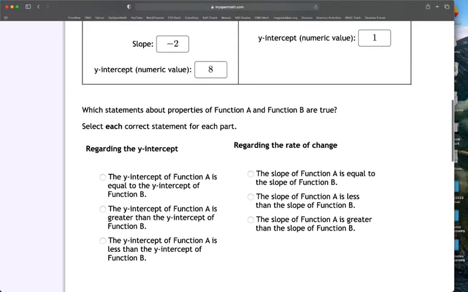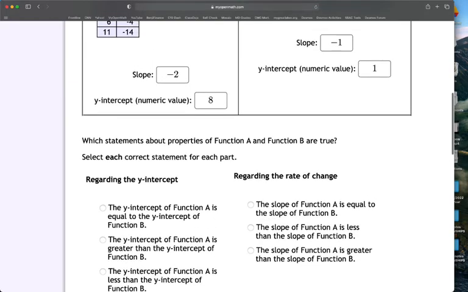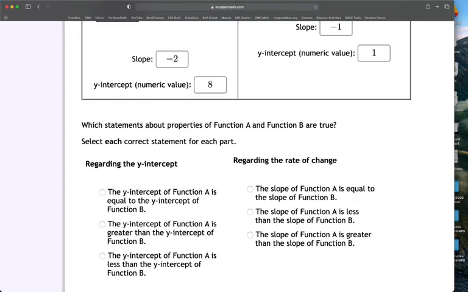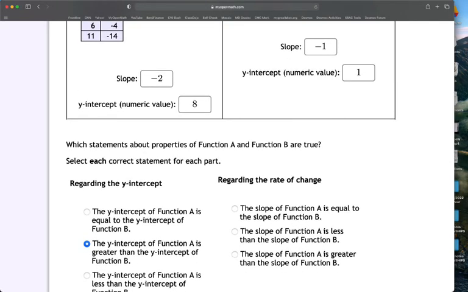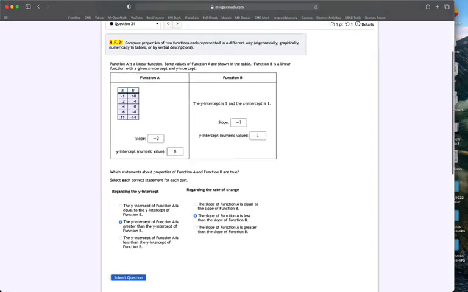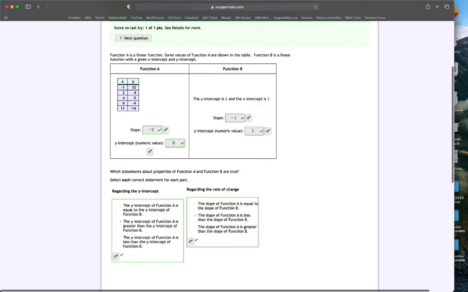Okay, so now regarding the y-intercept, the very first part: the y-intercept of function A is equal to that of function B. That's not true. The y-intercept of function A is greater than the y-intercept of function B. That is true. Regarding the rate of change, the slope of function A is equal to function B. That's not true. The slope of function A is less than the slope of function B. That is true, because the slope of function A is negative 2, and the slope of function B is negative 1. And that's how we would deal with a problem like that.